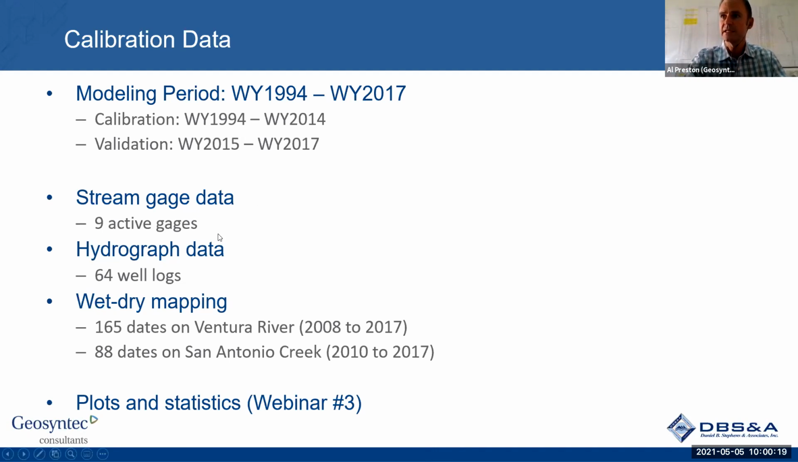We've got stream gauge data, so measurements of flow within the streams. We've got hydrograph data, so measurement of water elevations in the groundwater. And then we've also got wet-dry mapping by Casitas Municipal Water District, who do surveys pretty frequently, actually.